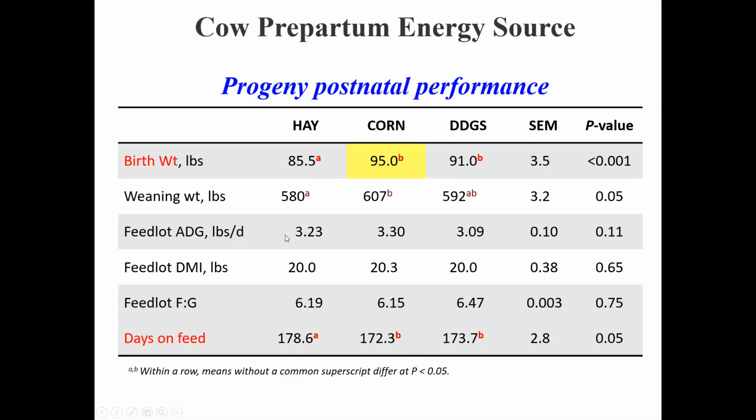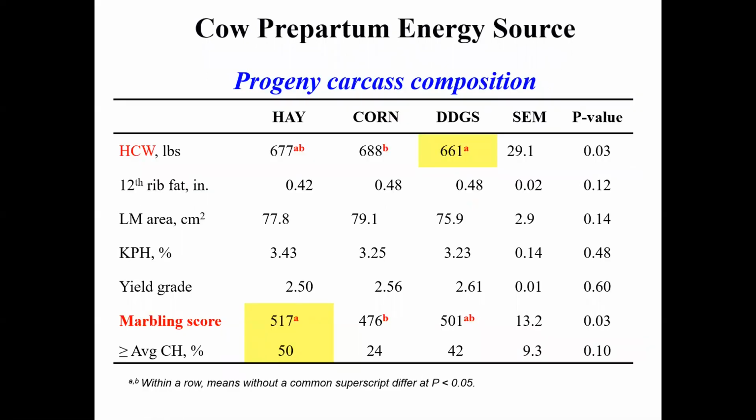There were no differences in feedlot performance, feedlot dry matter intake, or feed efficiency of the steer calves born out of these cows. However, the calves in the feedlot that were from the cows fed corn required approximately an extra 4 to 5 days in the feedlot to reach the same endpoint weight. The hot carcass weights of those steer progeny for the hay and the corn-fed calves were statistically the same. The distillers grain calves actually had a lighter carcass weight.